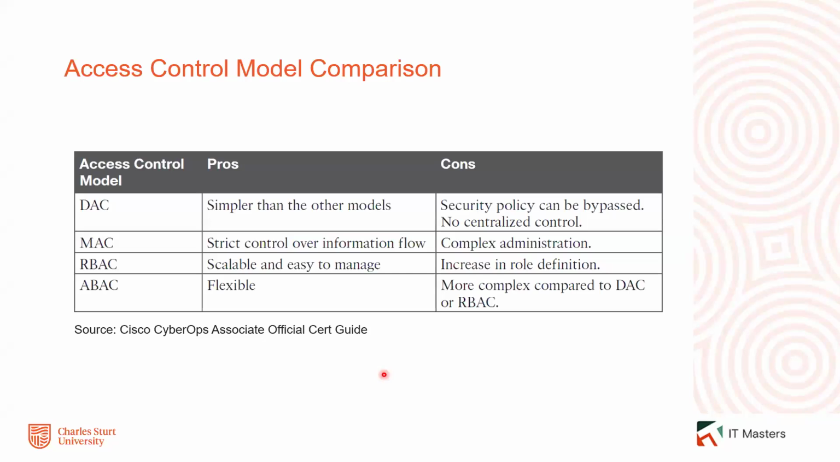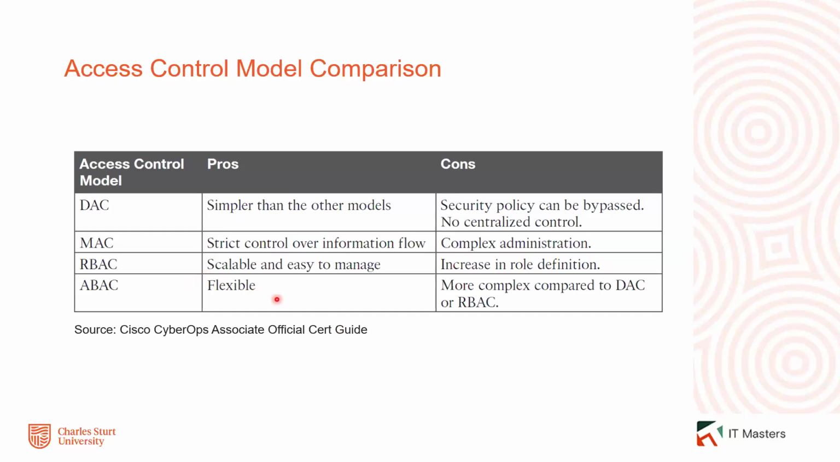Role-based access control is really scalable and easy to manage, but it has an increase in role definitions. Now, a really good example of this role-based access control is your typical directory services type environment. So Active Directory, for example, where you have users, you put those users into groups, and you provide access to those groups to the resources. That's a perfect example of a role-based access control. We have groups which define roles for users. We put the users into the groups to give them access to that role, and then we give the groups access to the resources that are required for each of those roles.